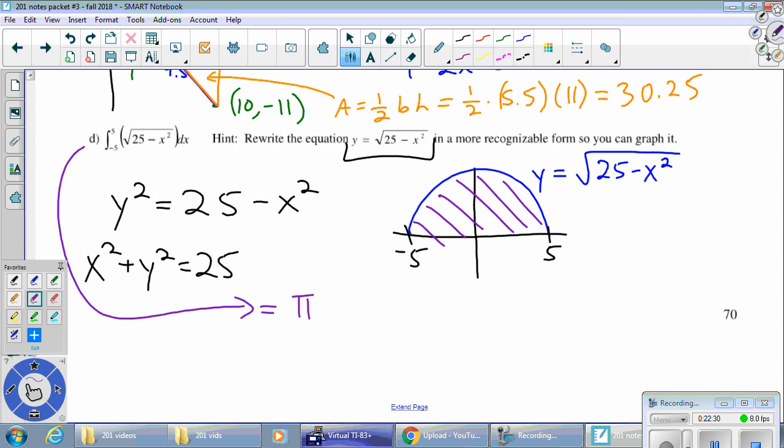so it is pi r squared, but it's only half of the circle, so it's half of pi r squared. The radius in this case is 5. So we get 12.5 pi is the exact answer for that integral. Nothing negative to worry about here, because the graph is always above the x-axis.